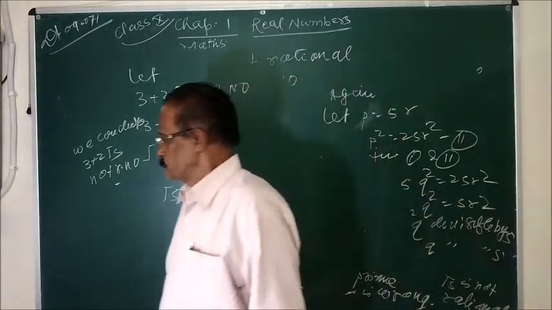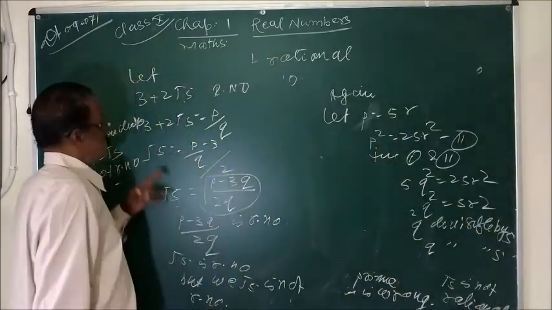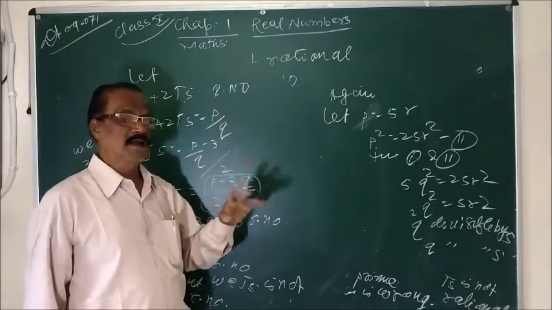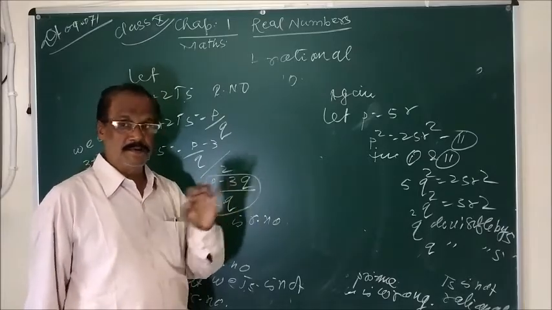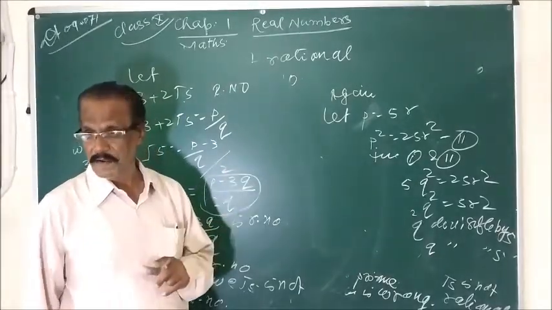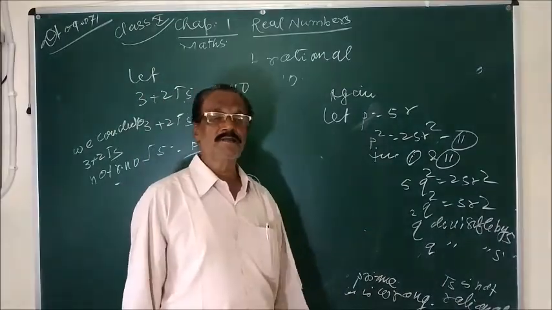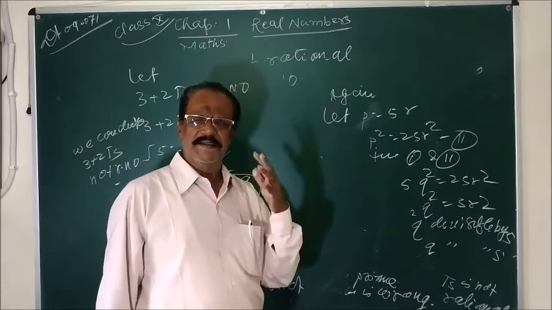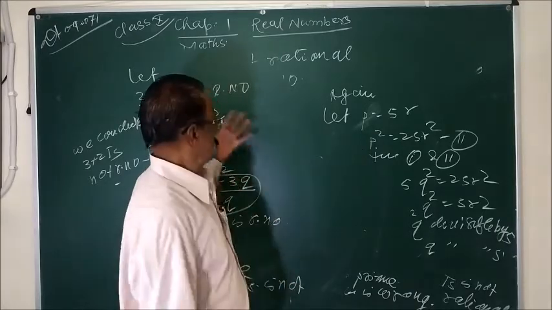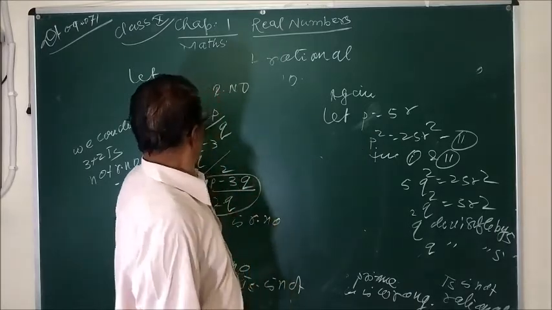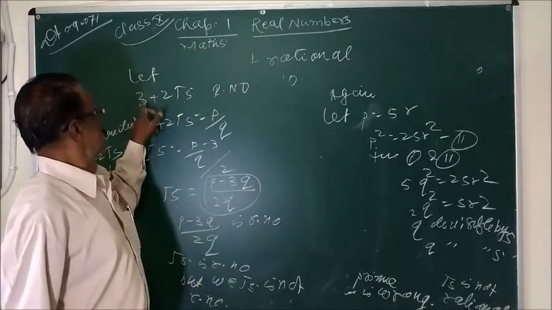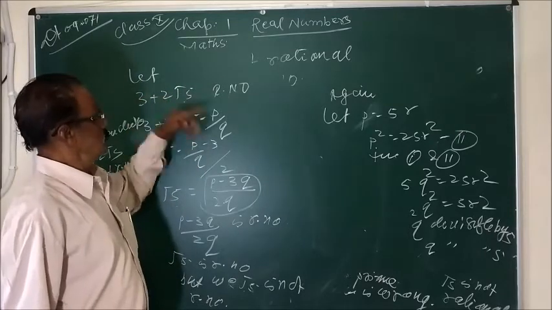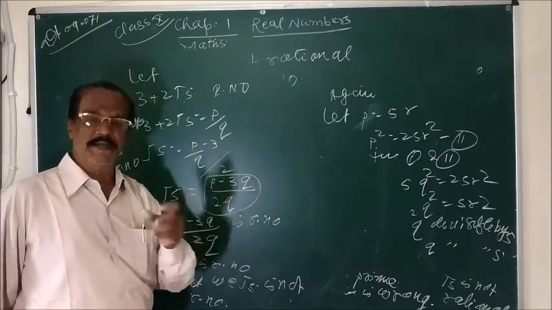Understand? So this is the method to prove any irrational number. In class 9 you learned how to represent an irrational number on a number line. But now we are learning how to prove that root 2, root 3, root 5, root 7, etc. are irrational numbers. So that was the method. And one more question I have explained: suppose 3 plus 2 root 5 is rational, how can you prove it is irrational? So this is called the contradiction method.